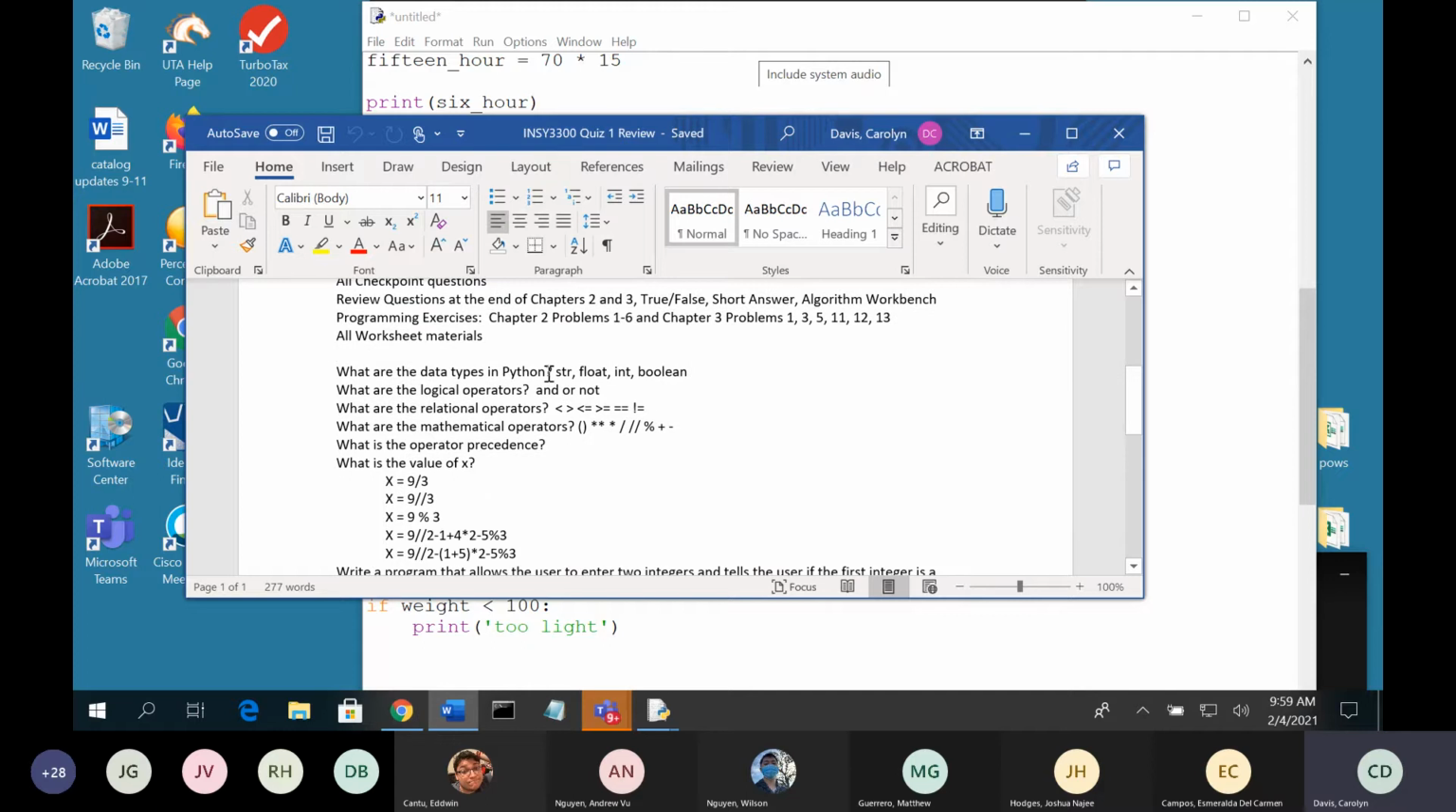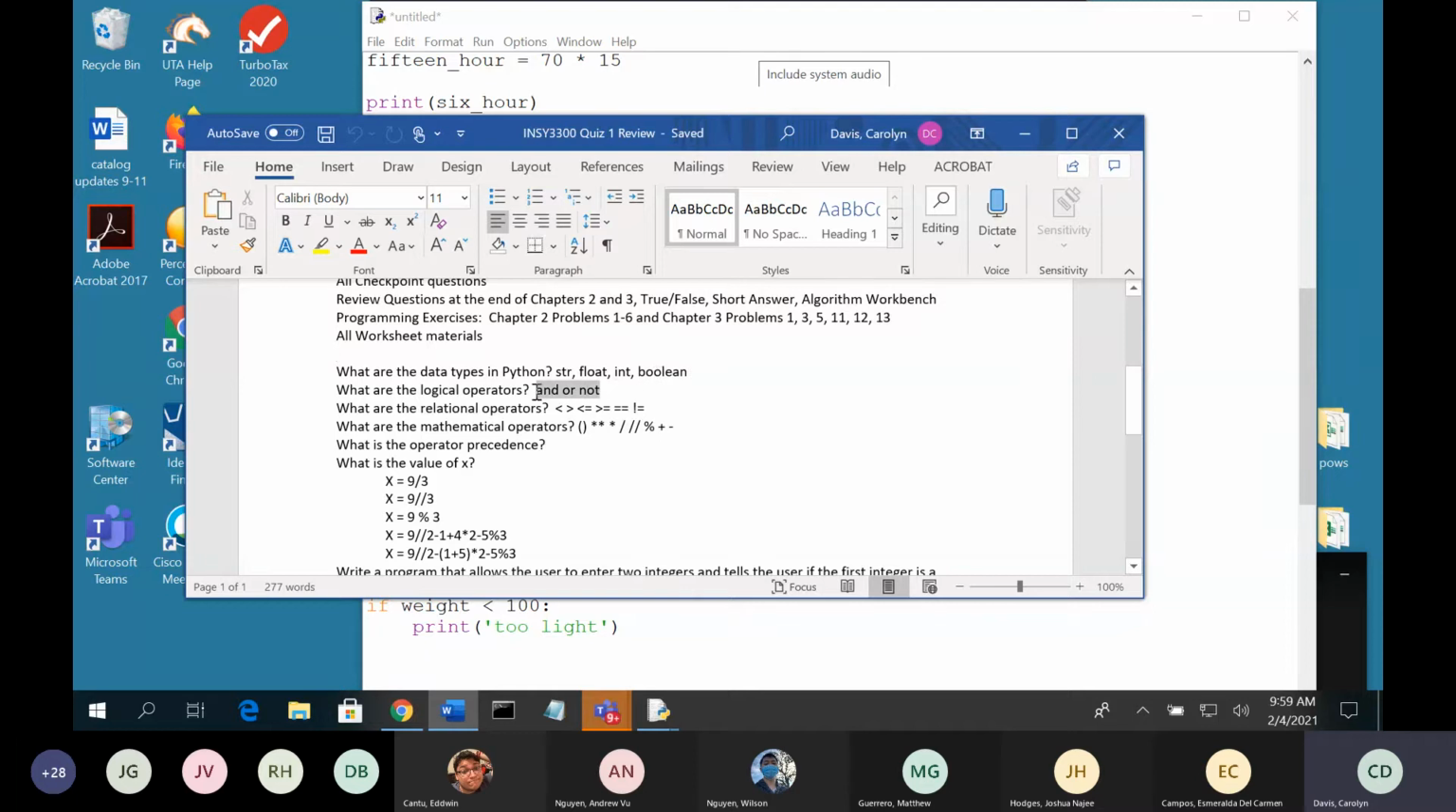So what data types are in Python? There's only 4: string, float, int, and boolean. String has quotes around it. Float has a decimal point. Integers are just whole numbers. Boolean have the values true and false, capitalized, big T, big F. Okay.